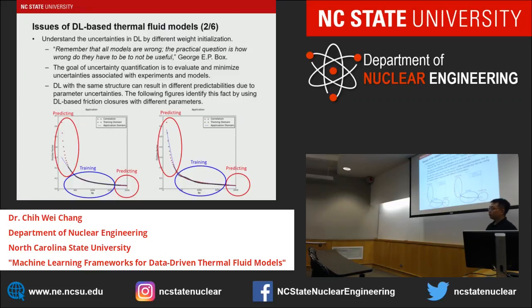A neural network with a different weight initialization will result in different performance. For example, the left-hand side picture shows a network, and the blue circle part is the training part. It fits pretty well, but we can see that in the prediction domain, especially in this part, it does not fit very well. The right-hand side is another network with a different weight initialization. In the training part, it does not perfectly fit our data. However, in the prediction domain, it can fit the data well.